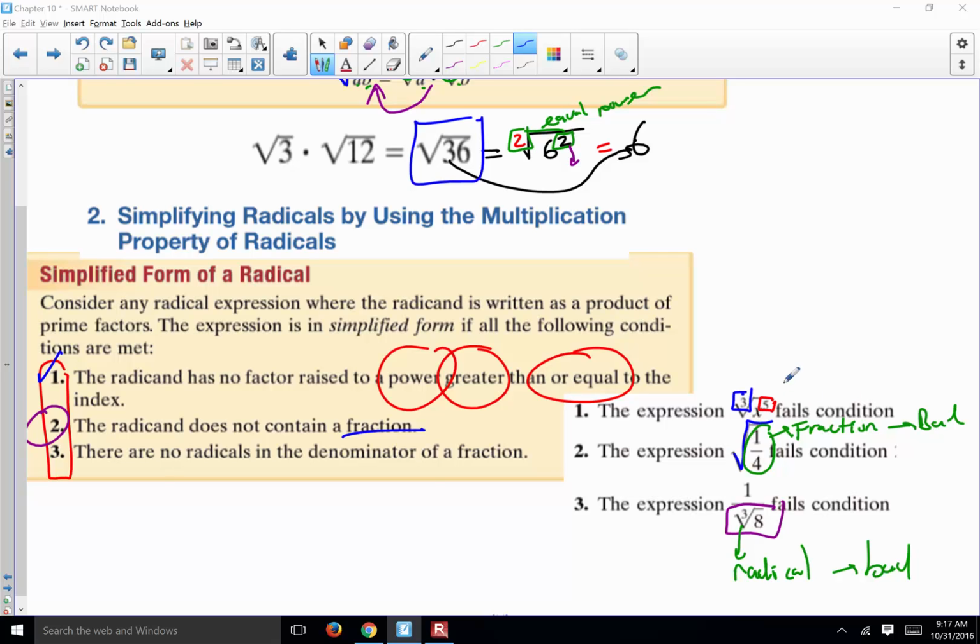So this can be simplified, this can be simplified, and this can be simplified further. If you leave your answers like this, it's going to say incorrect. Mathematically, that's not the final answer. Although you did everything right and the algebra is correct, you did not simplify, so it's incomplete. That's what we are going to try today: simplify radicals until none of these rules are violated.